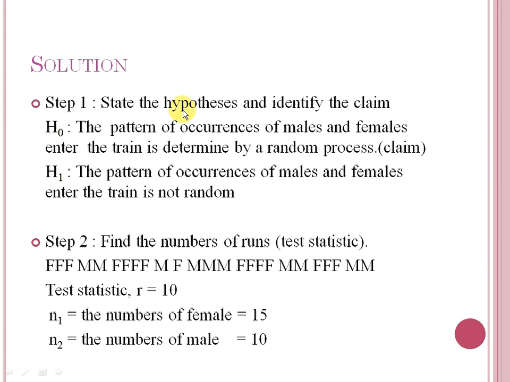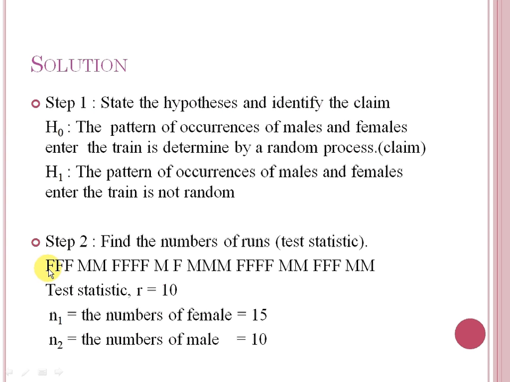For the first step, we set the hypothesis. It is random or not random. Random will be the claim, and we want to find the number of runs. So the original data is like this. We have 1, 2, 3, 4, 5, 6, 7, 8, 9, 10 runs. So R is equal to 10, and N1 is the number of female.